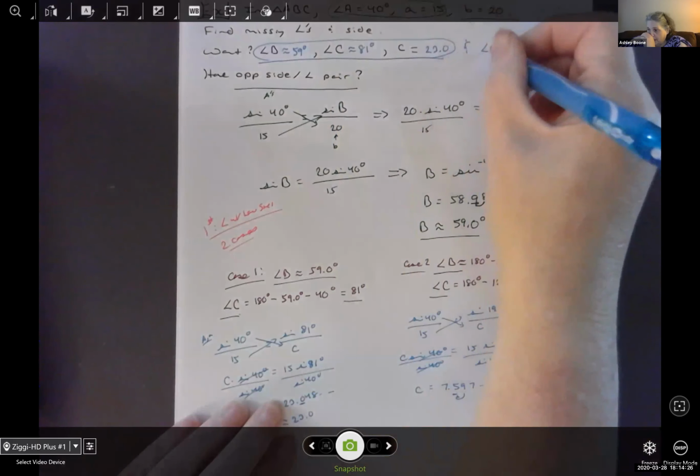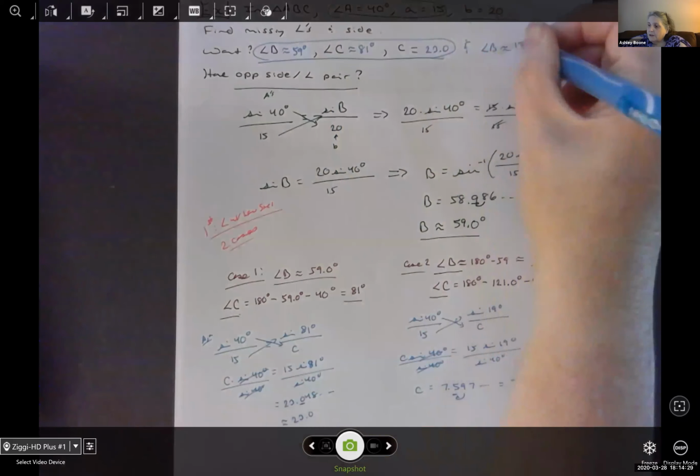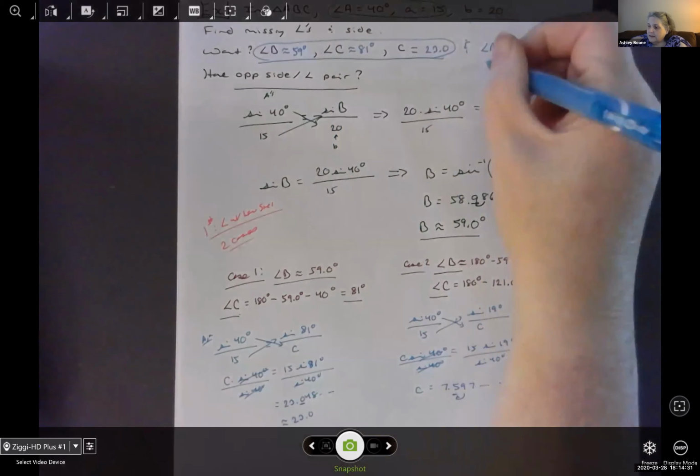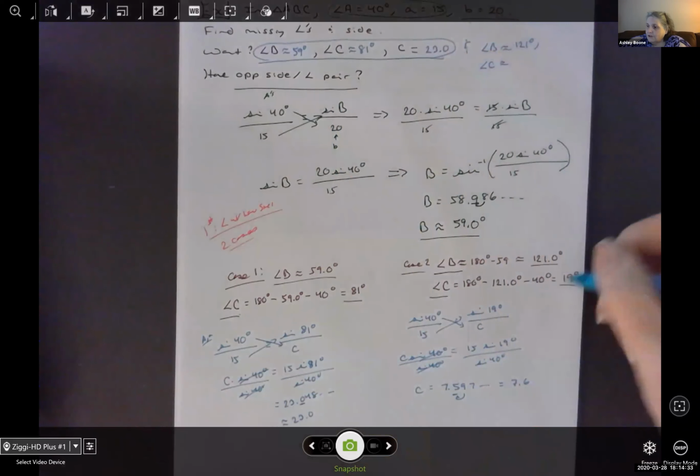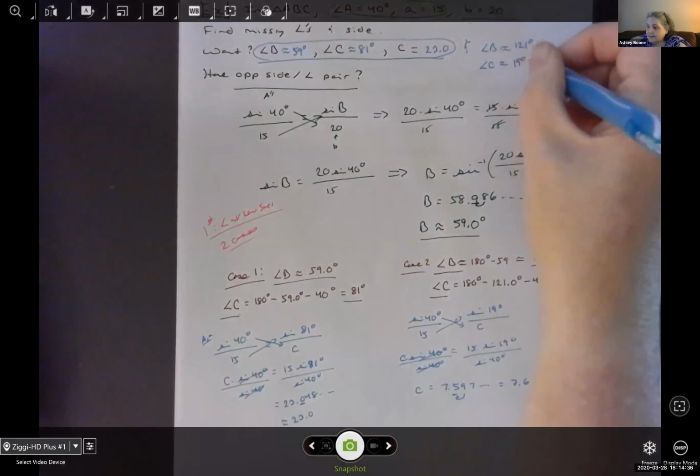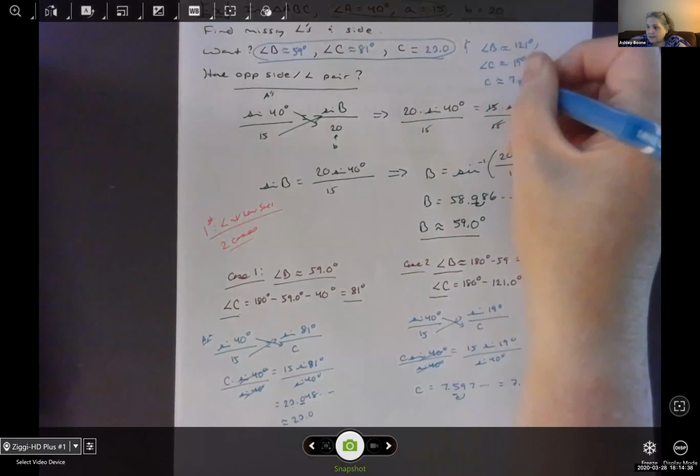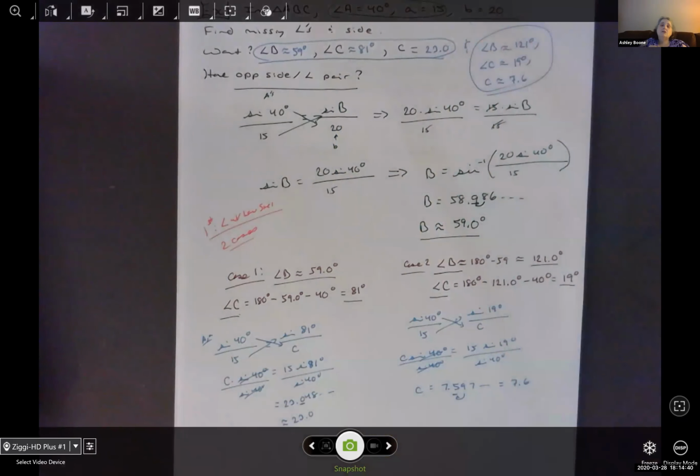But we actually have another solution here. Angle B could also be 121 degrees. Angle C could be 19 degrees. And side C approximately 7.6. So we actually have two solutions in this case. Again, it is possible that you have no solution to a triangle, only one solution like the last couple of examples, or two solutions, as in this one, okay? So make sure you look for two cases, and that's a second case there.